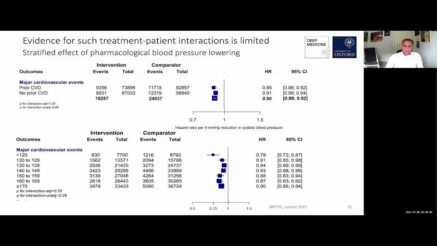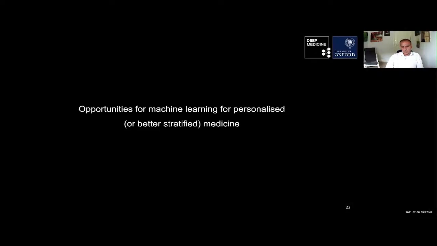And when one looks at all major clinical trials data and stratifies patients into different groups, in the top panel by history of previous cardiovascular disease, and in the lower panel by categories of systolic blood pressure at baseline, what one sees, as depicted by the hazard ratios and P for interaction, is that there is no statistical evidence that any particular subgroup will have a qualitatively or quantitatively different level of risk reduction. So this disputes the notion that stratified medicine will fundamentally transform the way we have been making decisions, at least in the context of cardiovascular risk prevention using blood pressure lowering treatment.